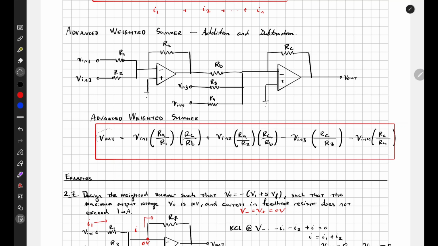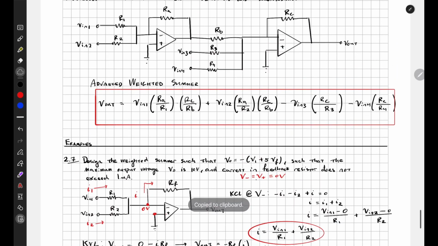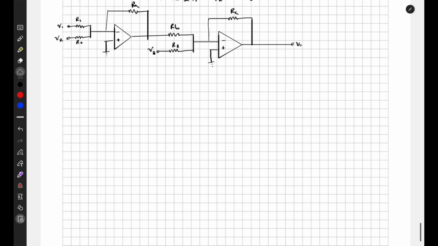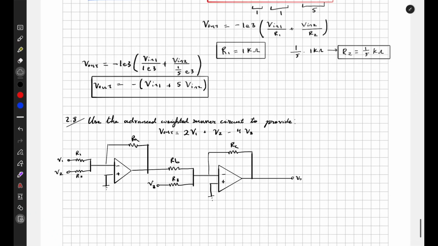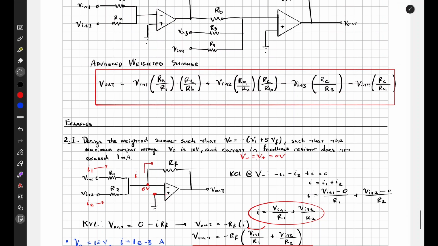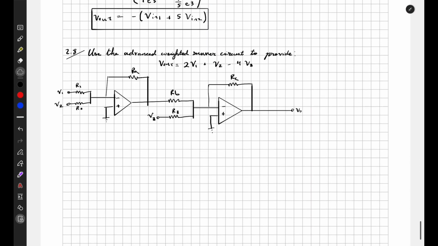So I'm going to copy this formula for the advanced weighted summer, and I'm going to bring it down. This is the same circuit topology as our problem here. It's basically the same, but we just have a little bit fewer inputs. In the formula, it has 4 inputs, but here we have 3 inputs, but we just use the same formula.